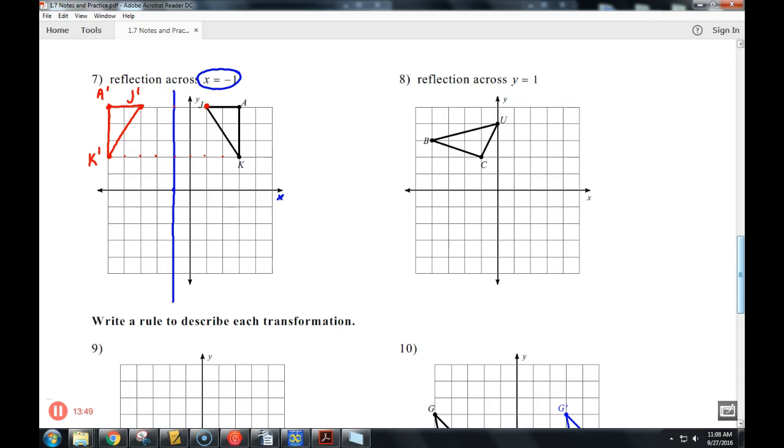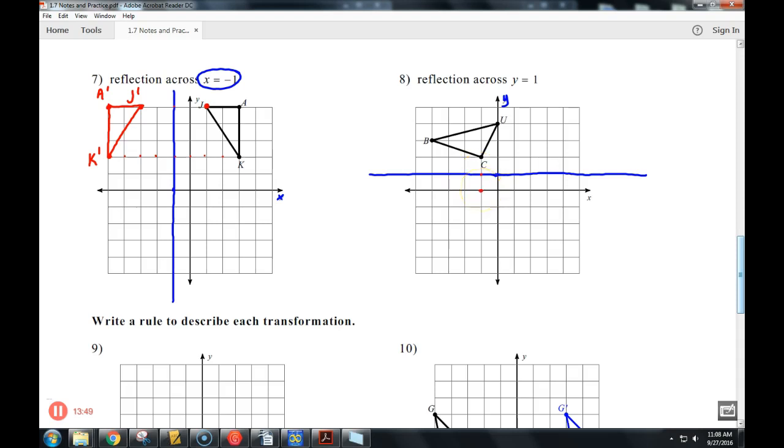Same idea over here in number 8. Reflection across the line y equals 1. So here's the line. I hit the y-axis right at 1. And I need to reflect across that. So we'll do this pretty quickly.